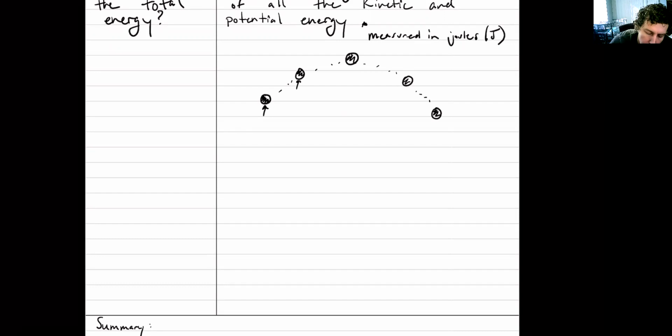Okay. And we'll make a note here that at the top, we have maximum potential energy. This is where we have the maximum potential energy. And on the bottom here, this is where we have maximum kinetic energy.